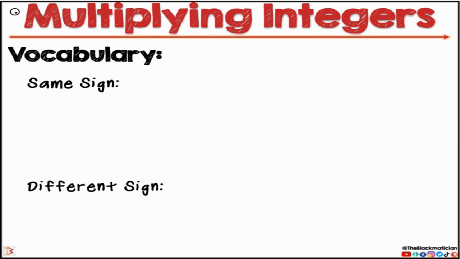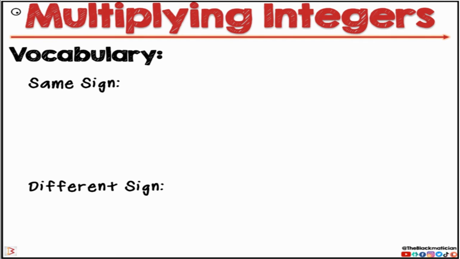As usual, starting with the vocab. When we're multiplying integers, there's two different topics that you need to make sure that you know: when you're multiplying integers that have the same sign, and when you're multiplying integers that have different signs. And when I mean signs, I mean negatives and positives. So for instance, when you are multiplying integers with the same sign, the answer is always going to be positive.